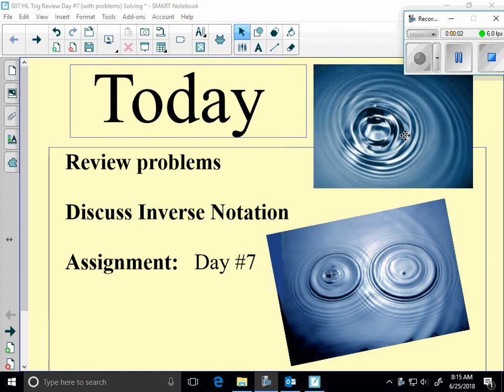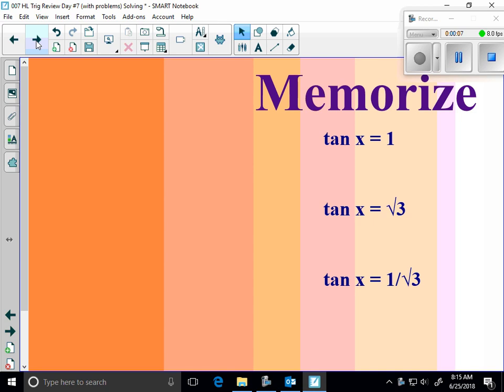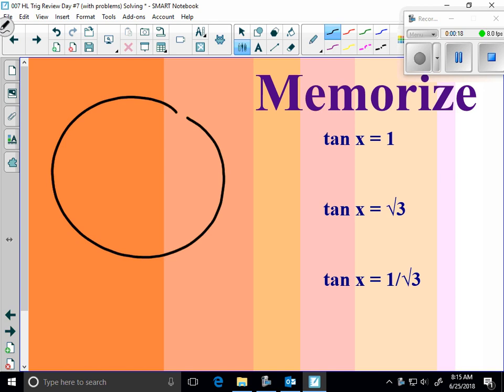Okay, here we are, trig day number 7. We're going to get into inverse notation. If you have to memorize here, and we've talked about this a couple lessons back, what I want you to be able to recall is your values of tangent. Here's your pi over 4, pi over 6, pi over 3.